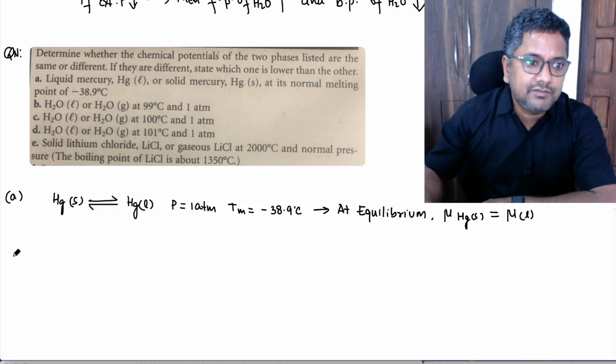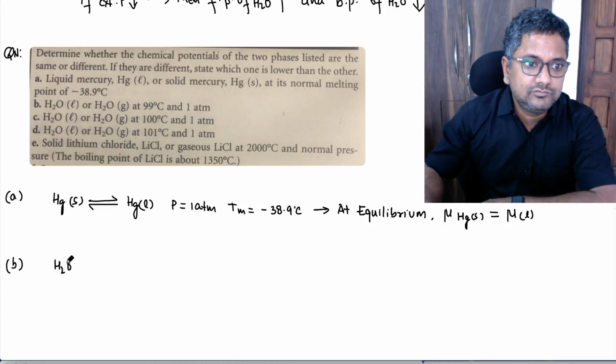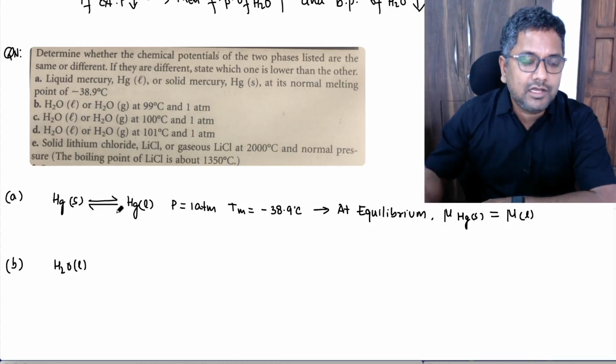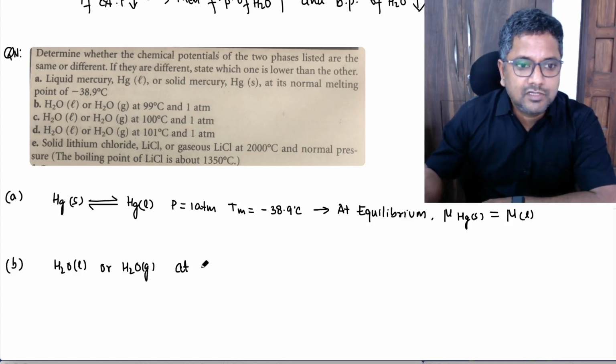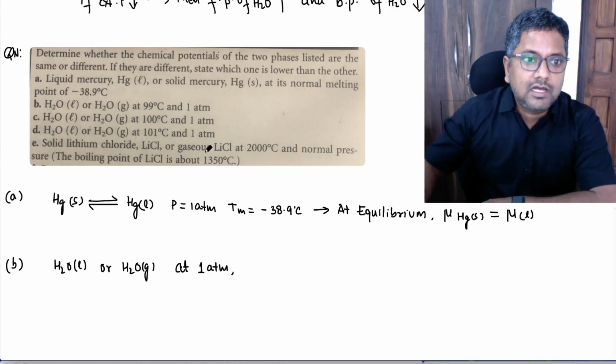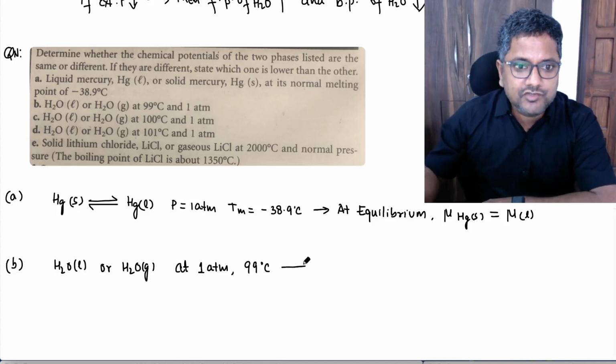Second case, it is given B. What is given? H2O liquid or H2O gas at 99 degrees Celsius and 1 atm, right? So H2O liquid or H2O gas at 1 atm and 99 degrees Celsius. Is this an equilibrium condition? First you have to decide whether this is an equilibrium condition. The answer is no.